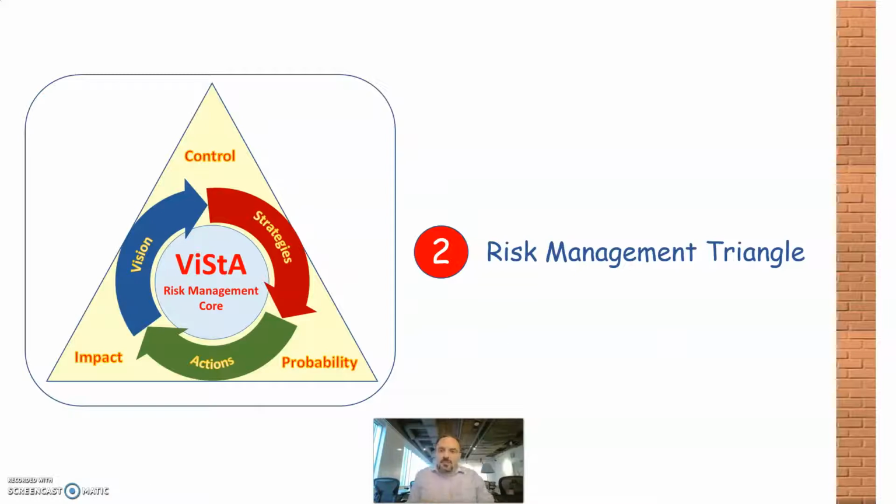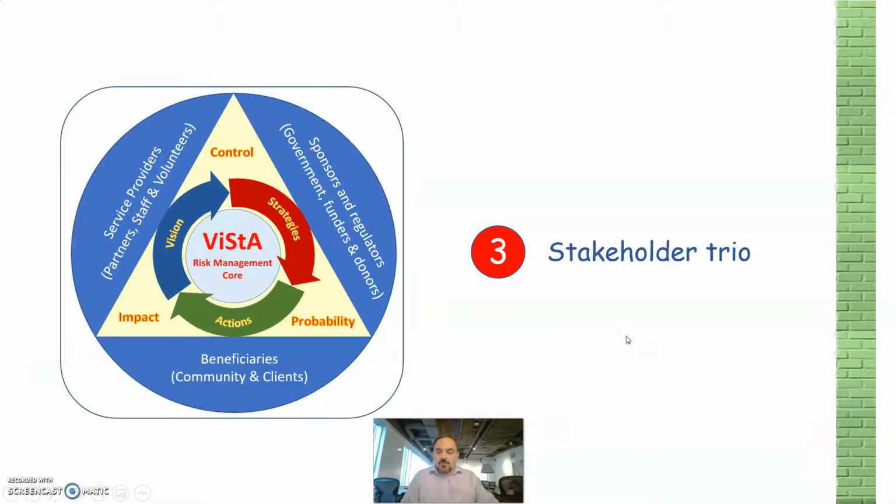So in traditional risk management tools, there are two parameters, the probability and the impact or the consequence of the risk. We wanted to add a third dimension. We call it level of control. So the risk management triangle includes three parameters: impact, probability, and control.